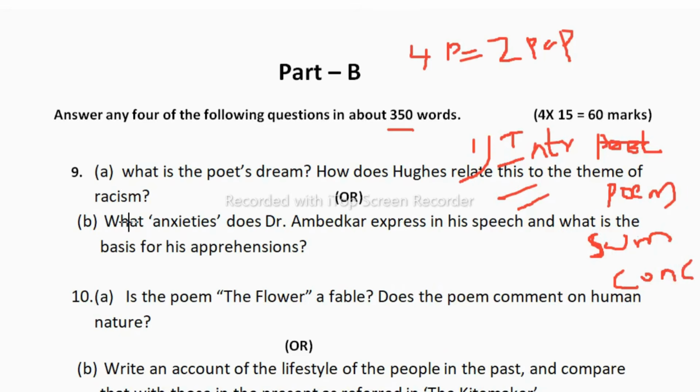Now next question, you will have internal choice from unit 1, poem and prose. What anxieties does Dr. Ambedkar express in his speech, and what is the basis for them? So in this, again, Ambedkar's anxieties, that only independence and democracy, he worried about that in that lesson. So you should write that summary. I will upload this summary if I get time.